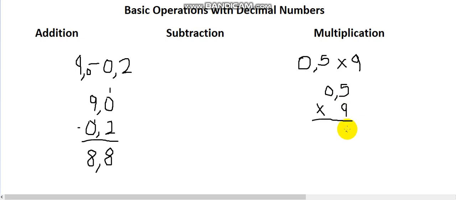9 times 5 makes 45. Write 5, carry 4, 9 times 0 makes 0, plus 4, 45. And then count the numbers that are to the right of the decimal point. That would be just the 1. So I would place my decimal point here, between the 4 and the 5. And my result would be 4.5.